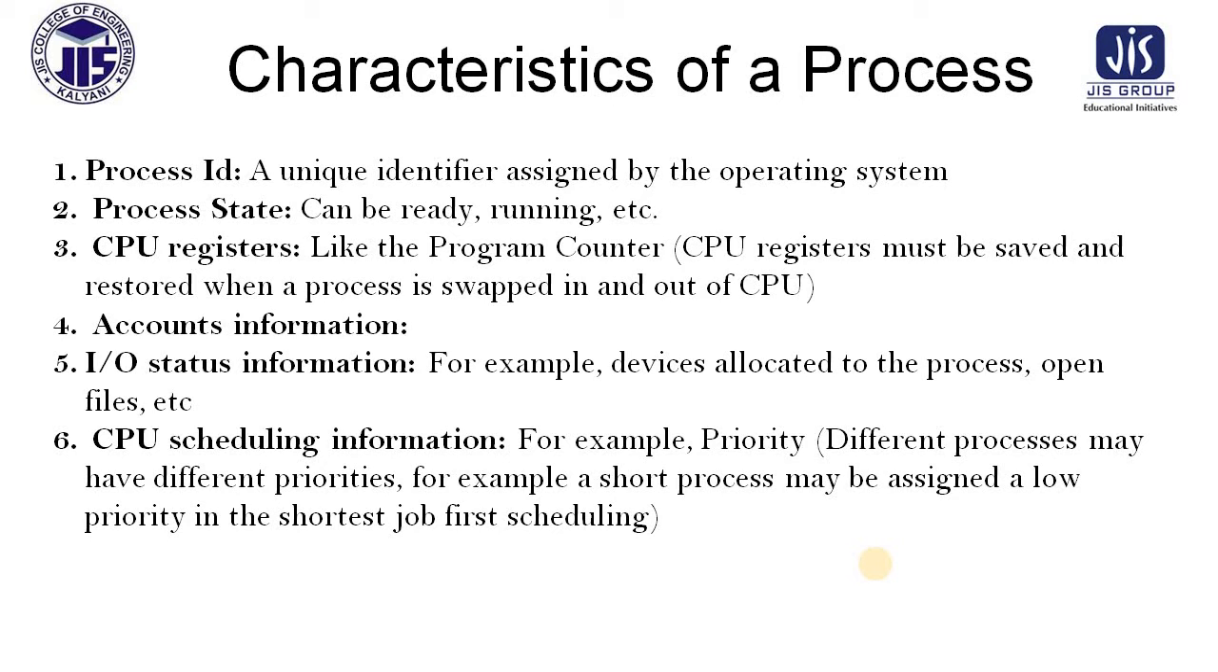Similarly, CPU registers, like the program counter, must be saved and restored when a process is swapped in and out of the CPU. Then account information. Next is the IO status information: what are the statuses of different IO related processes? Next is the CPU scheduling information, for example priority or any other job scheduling algorithm where you have to find out some data. These are the things.